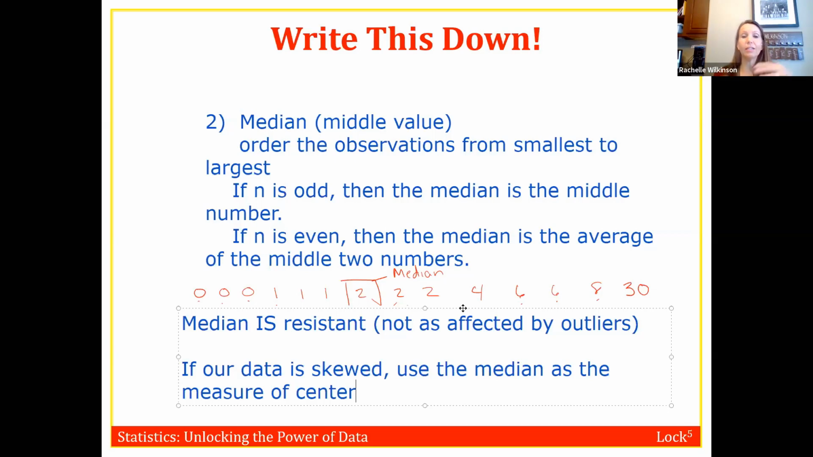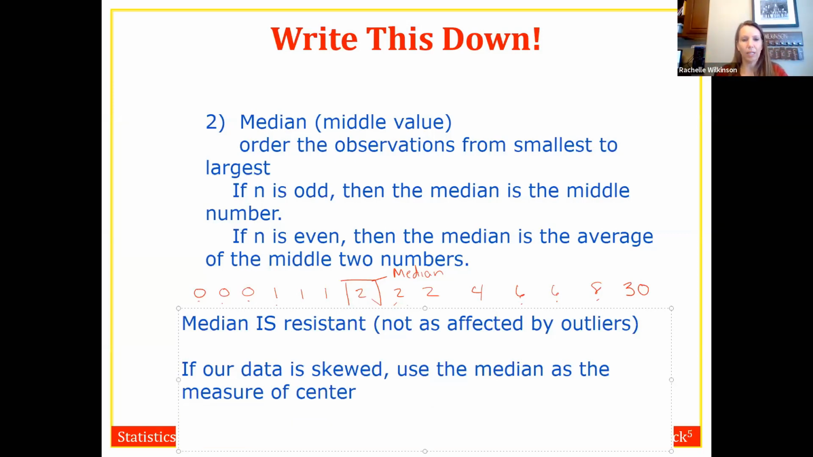Now, if the data is symmetric or symmetric-ish, then we're going to use the mean, because we like the mean. The mean uses all the values in its calculation, so that makes it kind of nice. So it seems like it sort of gives us a little bit more information because it's kind of using everything in there. So if the data is symmetric-ish, we're going to use the mean.